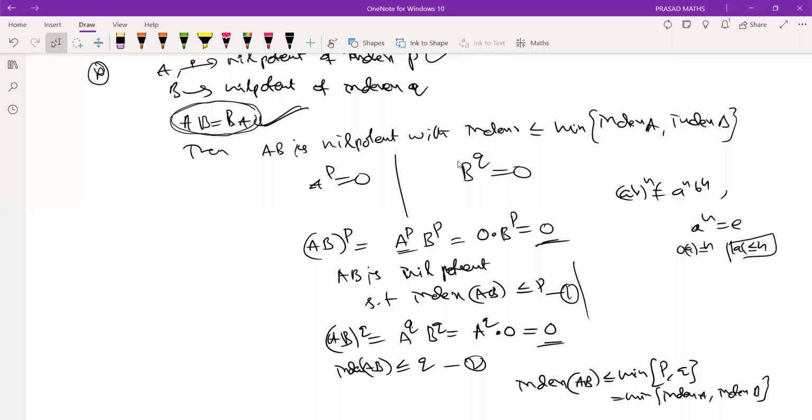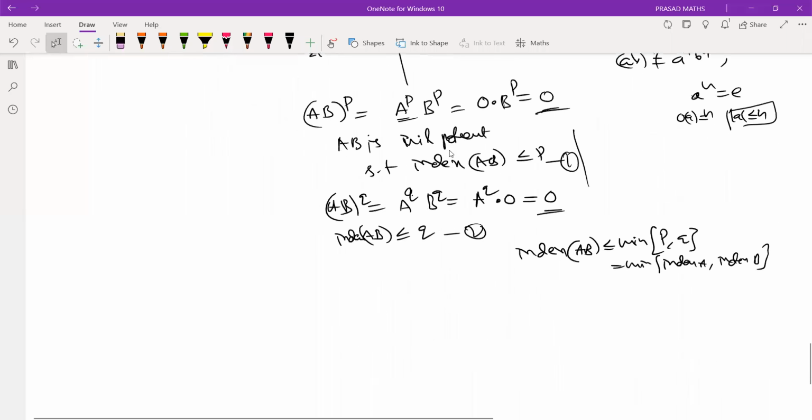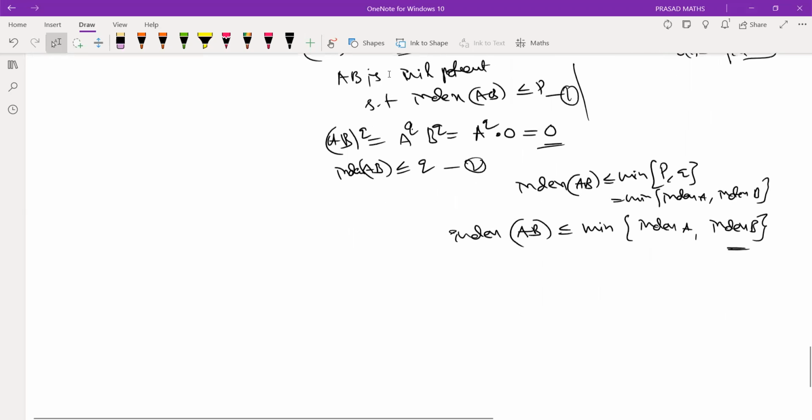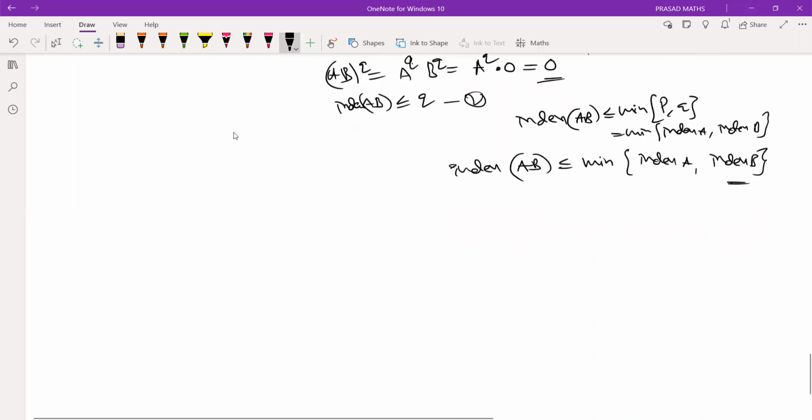So this is a very, very important property. Index of AB is less than or equal to the minimum of index of A, index of B. Right? Is it clear? Next.